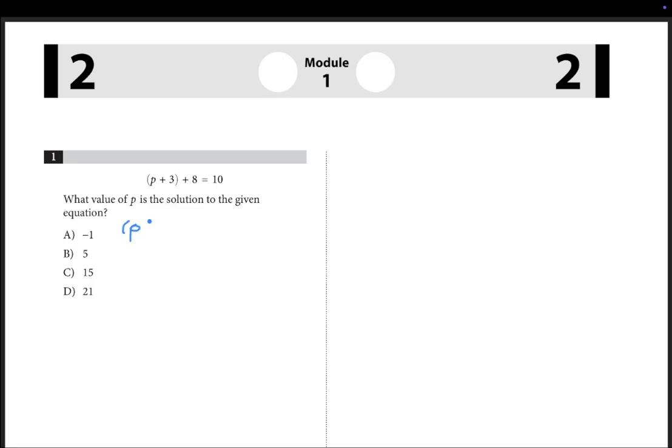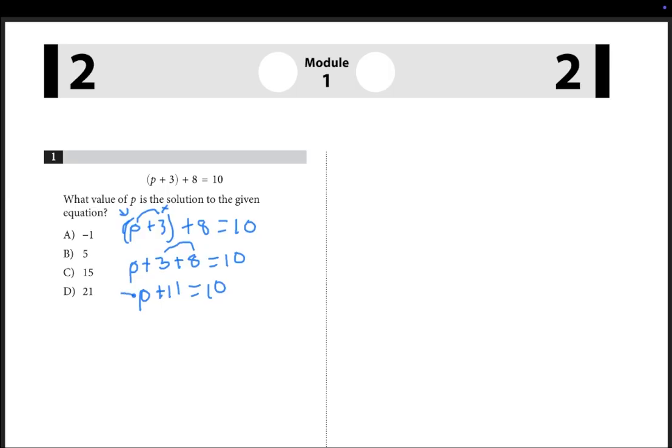So we're going to have P plus 3 plus 8 is equal to 10. So we can disregard these parentheses as P and 3 are unlike terms. That means we can't combine them. So we're going to say P plus 3 plus 8 equals 10 without the parentheses. Now we're going to combine like terms, which is 3 and 8. So 3 plus 8 is going to equal 11. So we're going to have P plus 11 is equal to 10.